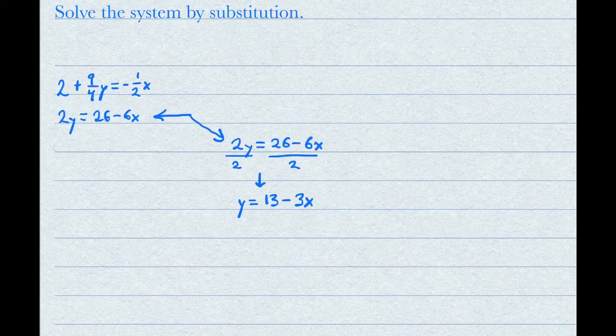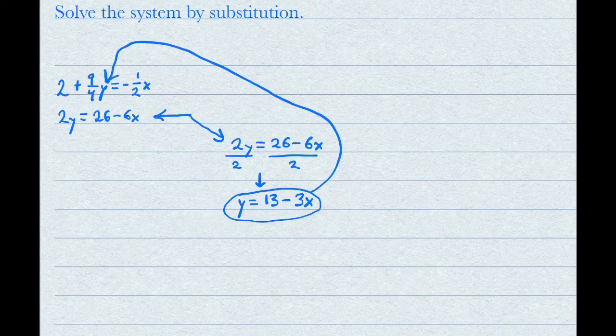And now we have a y equals equation. So we still don't have y equals a number. The goal is to get y to equal a specific number. So we're going to take this y equation, and now we're going to plug it into this y term over here in the other equation.